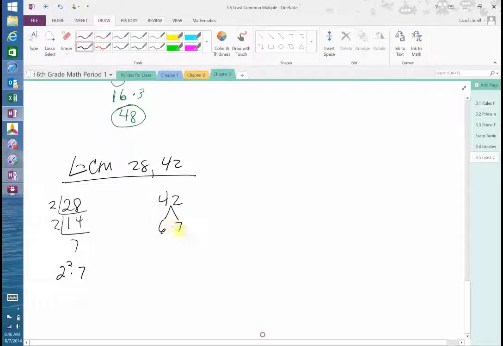42 is 6 times 7. Is 6 prime? Is 7 prime? Yes. So now I've got to factor 6. That would be 2 times 3. Those are both prime. Okay? Now, so the prime factorization of 42 is 2 times 3 times 7.